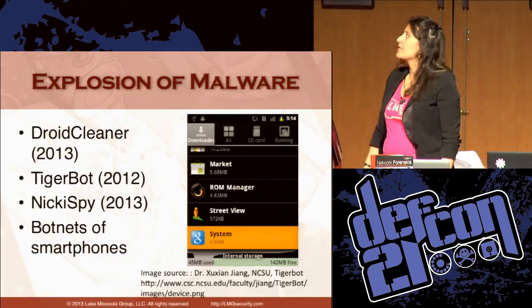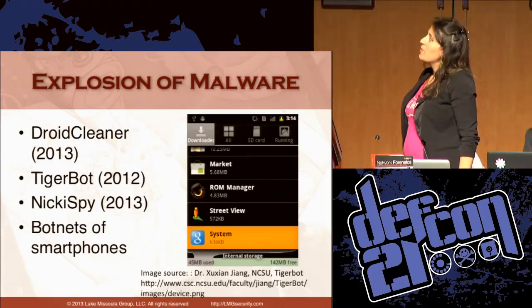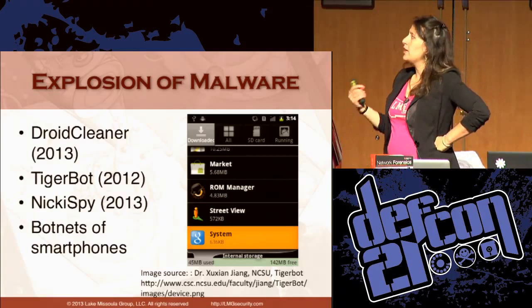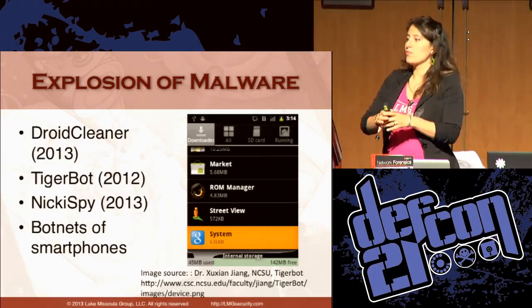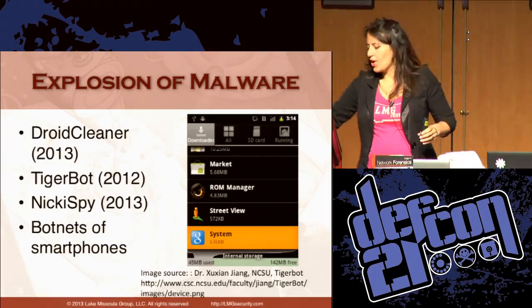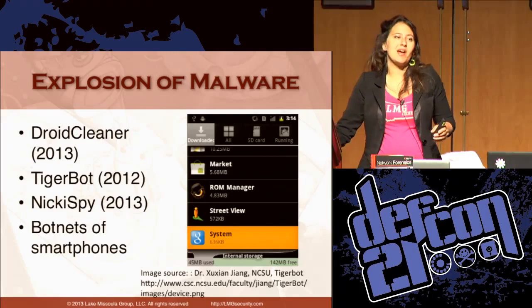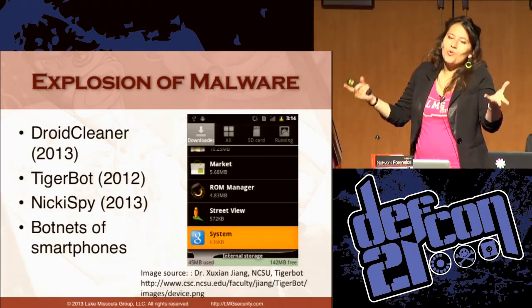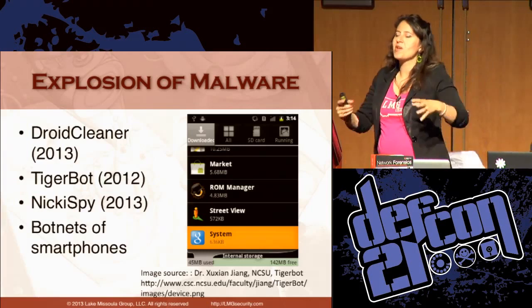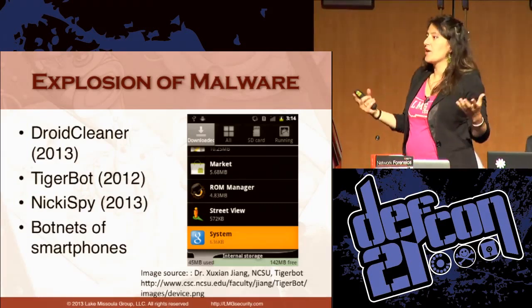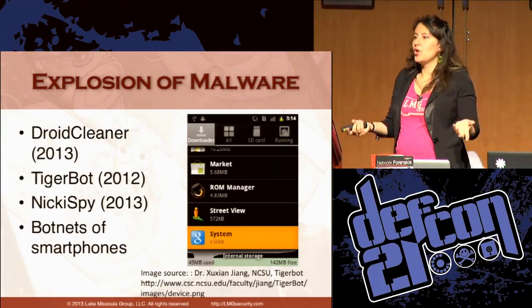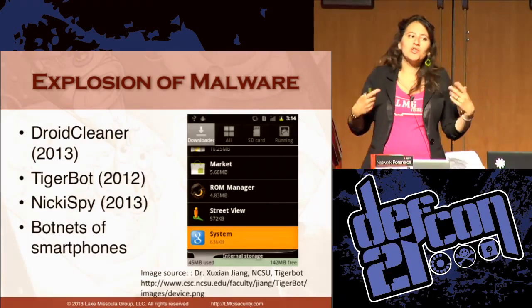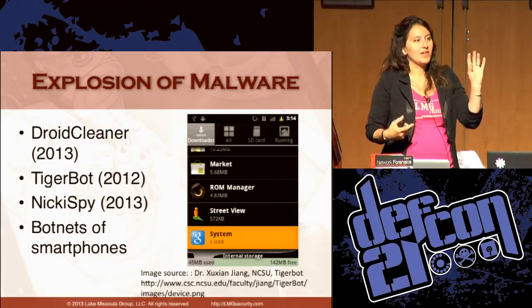This is a screenshot of TigerBot. TigerBot came out a couple years ago, and it can record the surrounding audio in the room. It can also track your GPS location and send it back to an attacker. I think it's really cool and sort of scary where this is going, because you can have botnets of infected computers, of course, on normal LANs. And soon we're also going to see botnets of infected smartphones.